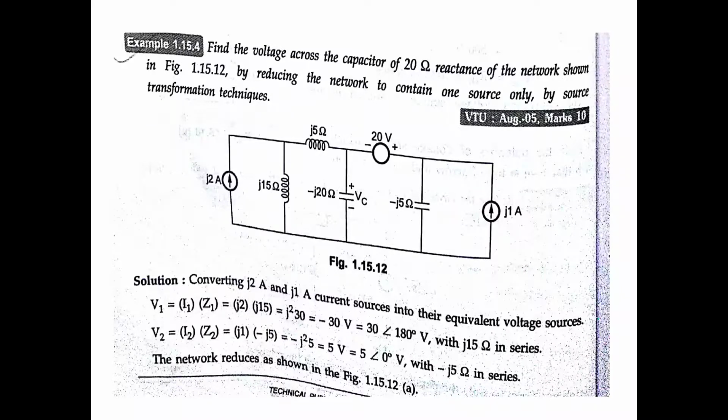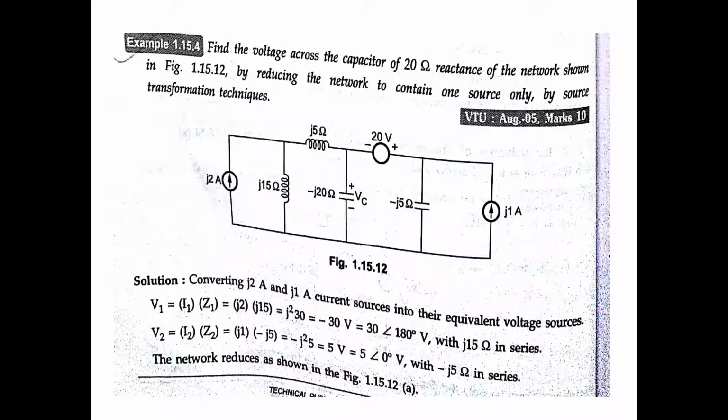What is the voltage? Here with the impedance, that is I1 Z1. What is I1? 2 into j15, that is j squared 30. J squared is minus 1, so that is minus 30 volts. Minus 30 means 30 at angle 180 degrees, with j15 ohm in series. Why j15? Because of the impedance value with respect to this current source. That is the j15 series.